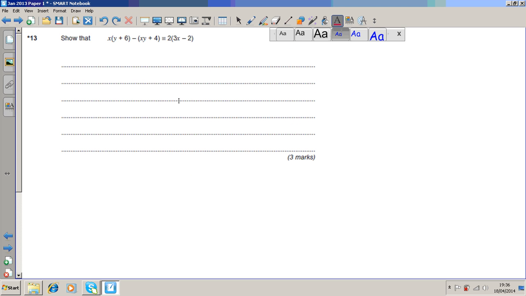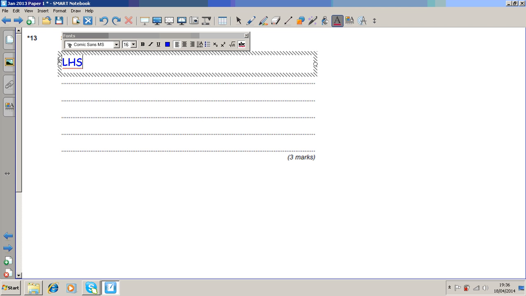Number 13. Show that xy + 6 minus xy + 4 is equivalent to 2 lots of 3x minus 2. So we can treat this as two sides, and treat this as the left hand side, and then do the right hand side afterwards. So left hand side.